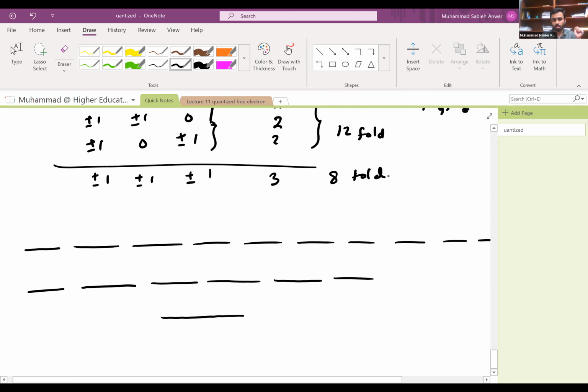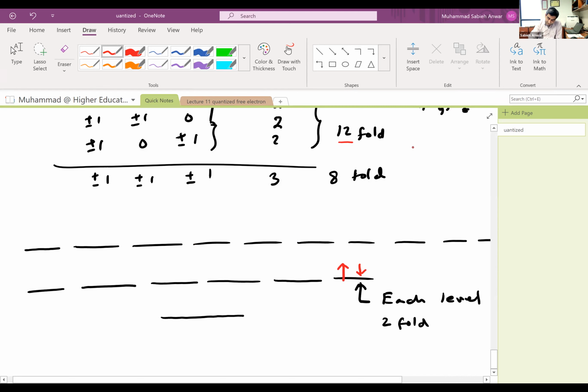So we need something that responds to a magnetic field, and that something is called the spin. So far I have neglected the spin, but really each one of these levels is yet 2-fold degenerate because of the two possibilities of the spins. So I have a spin up or a spin down. Okay. So when I say 12-fold degenerate, if I include the spin, it's 24-fold degenerate.